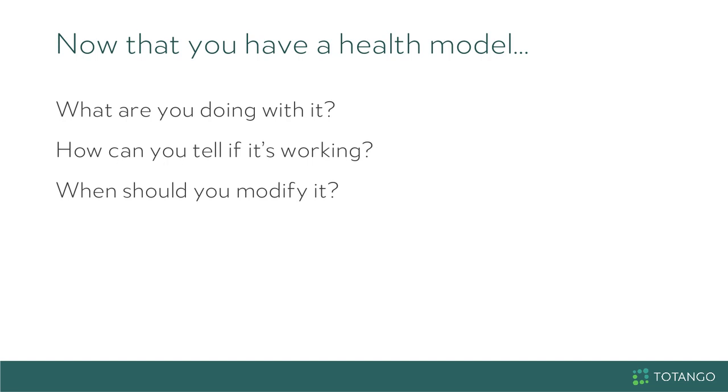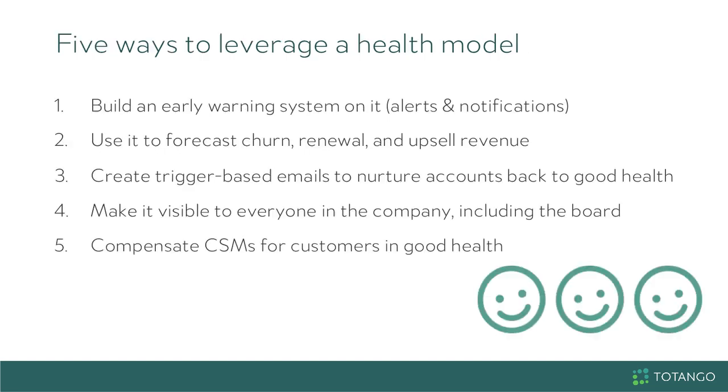So now you have your health model. How should you use it, and how do you know it's working? That's a key thing. A good health model is a great early warning system, so you can be proactive versus reactive. It tells you what's going on in your accounts at any time. It enables you to forecast churn, renewal, and upsell opportunities, which is great. You can set up trigger-based campaigns so that you can address specific issues.